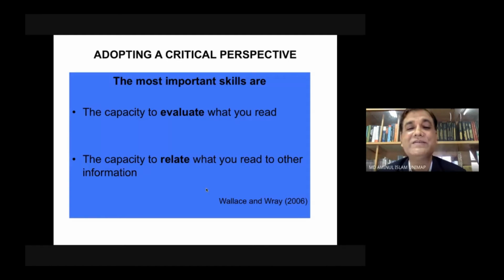The same thing goes for research papers. Not everything is important to me. Some parts are important to me, some parts could be important to others. So we must know which is important, and then we relate that and take it for our research. This is also suggested by Wallace and Ray, 2006.